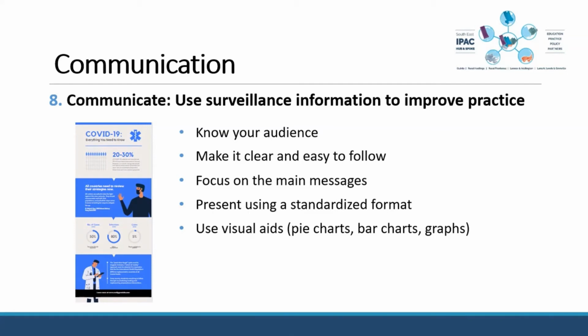Whenever possible, you should also use visual aids such as bar or pie charts, graphs, and tables to display the surveillance data. This way, it can highlight your important trends such as an increasing infection rate, and it could be quickly identified when portrayed visually.